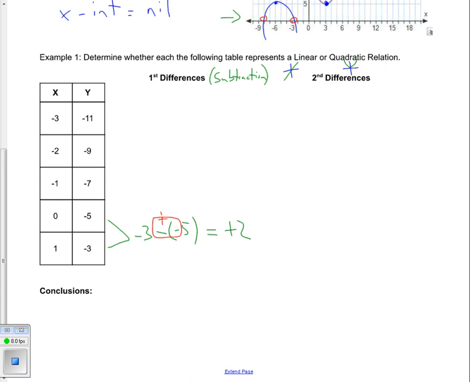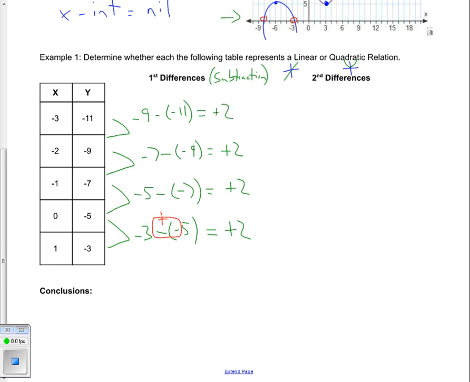Then I'm going to do that same process again. This time I'm going to do -5 minus -7. So -5 minus -7 is actually equal to +2. -7 minus -9 is also equal to +2. And finally, -9 minus -11 is equal to +2.